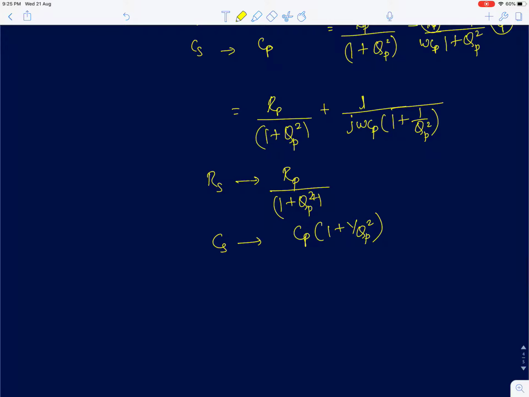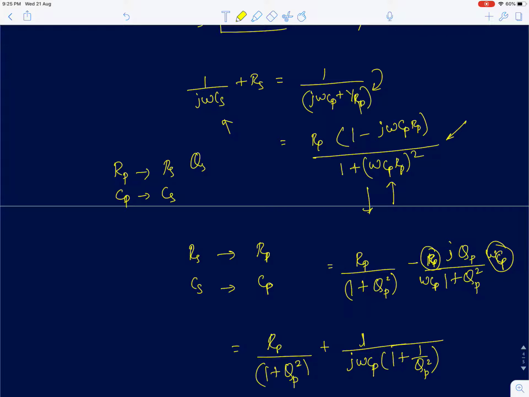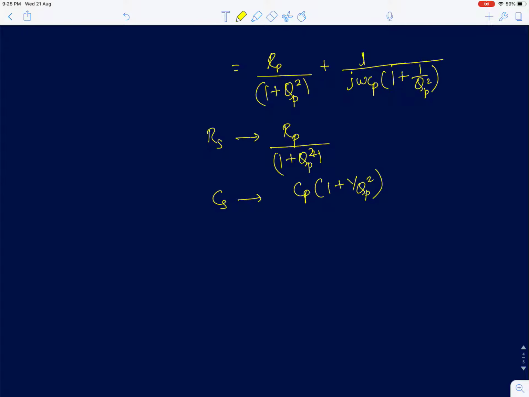Now in a similar way, I can just rearrange the terms. In this equation I can take this term to the denominator, this term I can flip it here, and then I can take this term on the other side, and similarly derive expressions for Rp and Cp in terms of Rs and Qs. I'll give the final expression. Rp will be equal to Rs into 1 plus Qs square, and Cp will be equal to Cs by 1 plus 1 by Qs square.